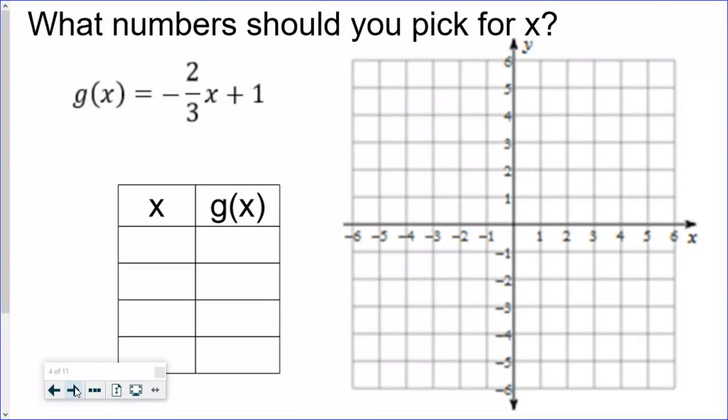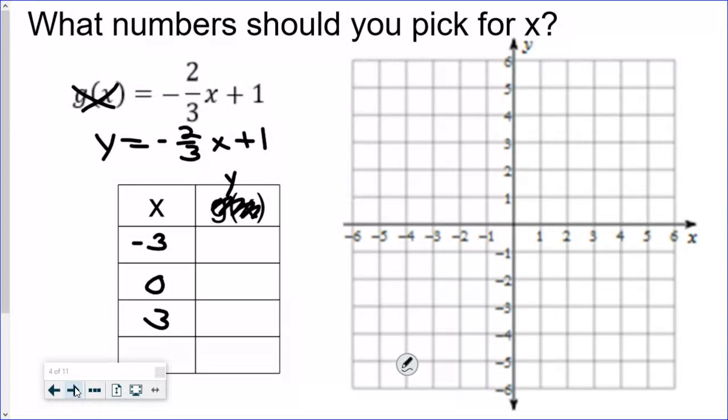Same thing here. Oh, I see a function. Ignore the function. Think of it as y equals -2/3 x plus 1. And again, this isn't g of x. This is just really y. It's just a different way of writing it. So I'm going to put in -3, 0, and 3.